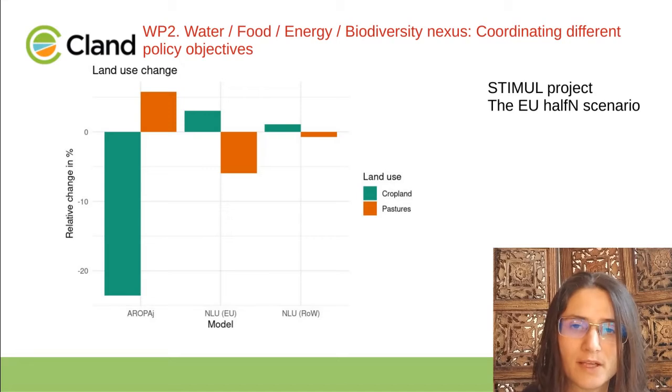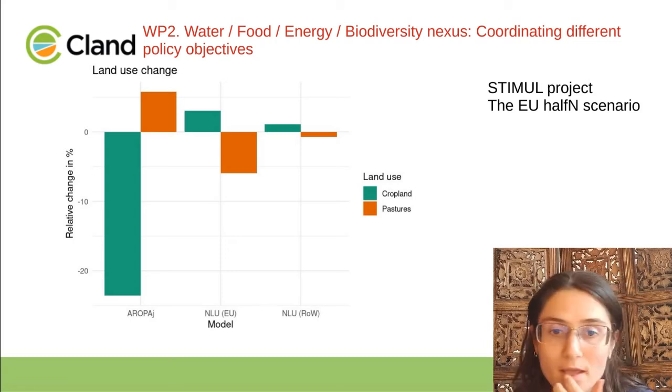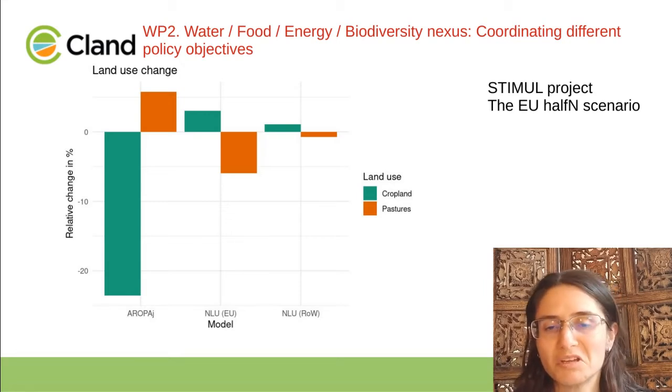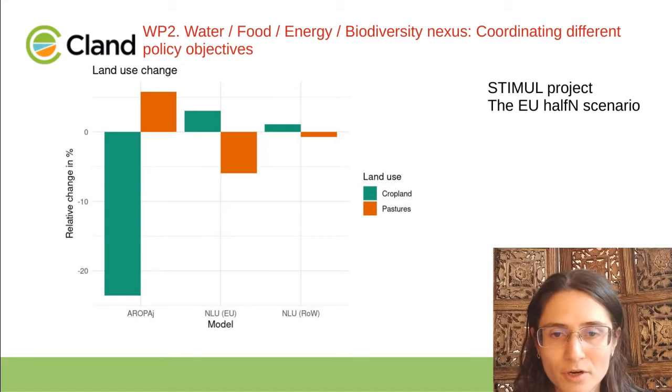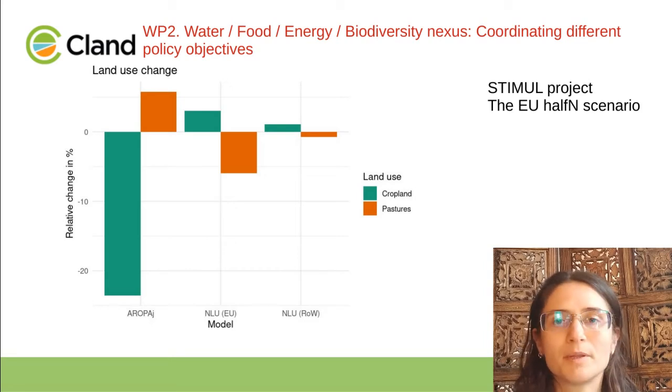These models have a lot of differences in their functioning. Here NLU is a partial equilibrium model. It models the market. So we have a constant demand of food, meaning we are 7 billion people on Earth, and we all eat the same amount of food before and after the policy. Because of the reduction in European production, there is going to be an increase in the price of food, because demand is inelastic in the model.